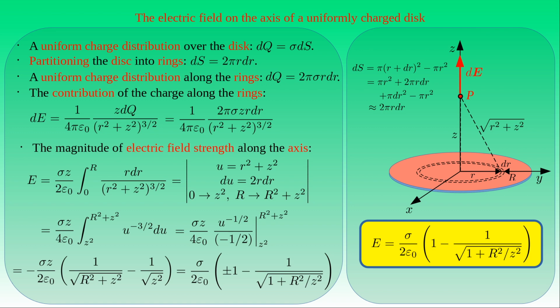If the radius capital R of the disk tends to infinity, that is the distance z is negligible compared to the radius capital R, then the second term in the parentheses becomes negligible, and the whole expression approximates sigma divided by 2 epsilon naught, as we expected. That is, the electric field around the axis of a large charged disk is uniform, and perpendicular to the plane of the disk.